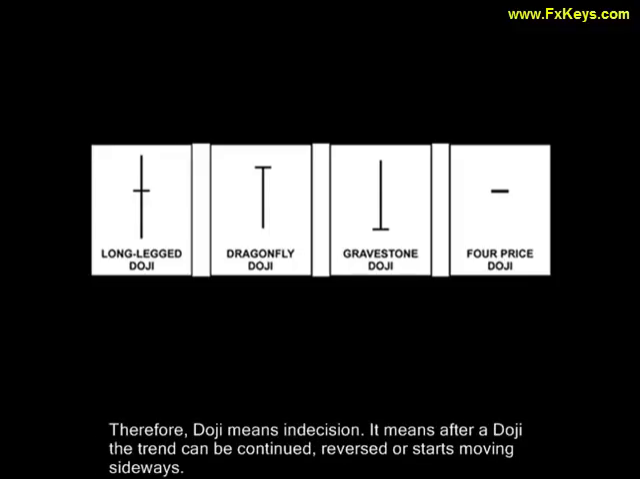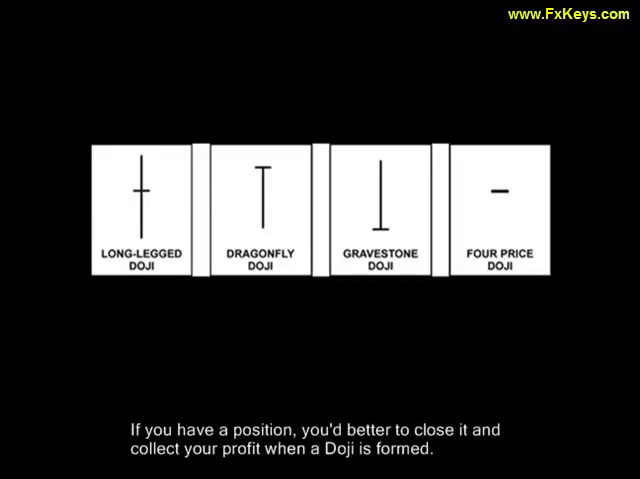Therefore, doji means indecision. It means, after a doji, the trend can be continued, reversed, or start moving sideways. If you have a position, you'd better close it and collect your profit when a doji is formed.